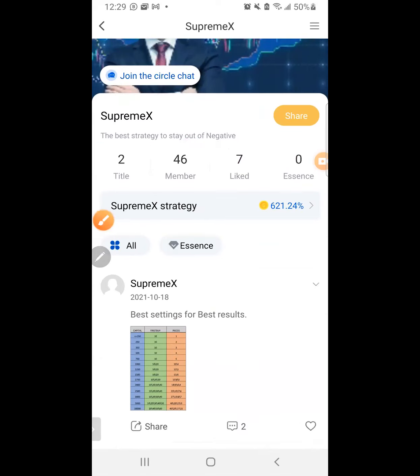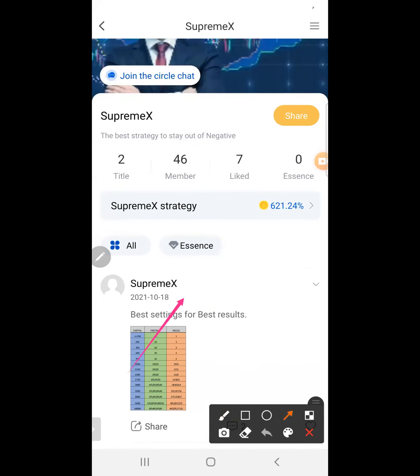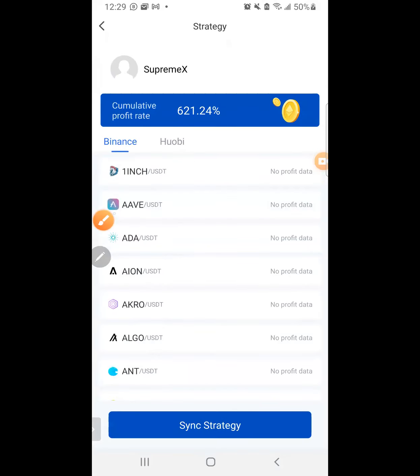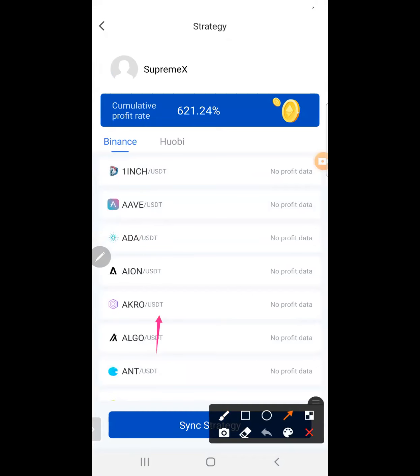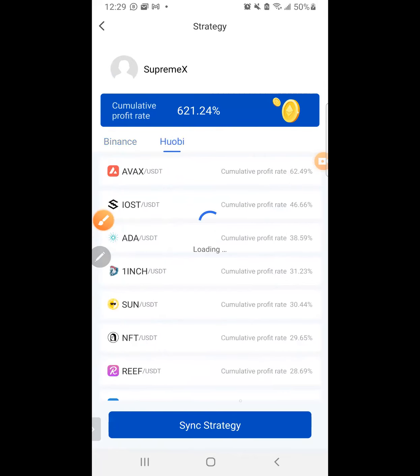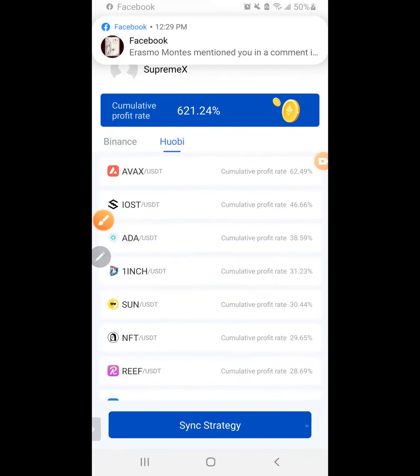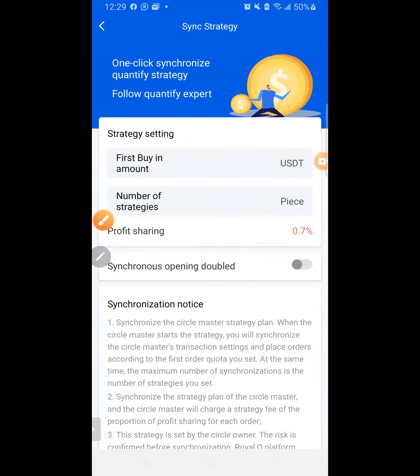Now, click on this. Once you click on it, select your wallet, whichever wallet you use. Automatically it goes to Binance, but this person uses Huobi. So let's select Huobi. Now it's going to tell you to click on sync. So you click on sync down there, right? Click on sync. This is the point I was talking about.